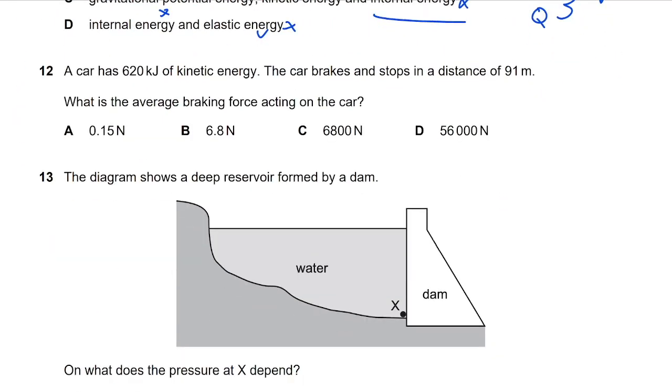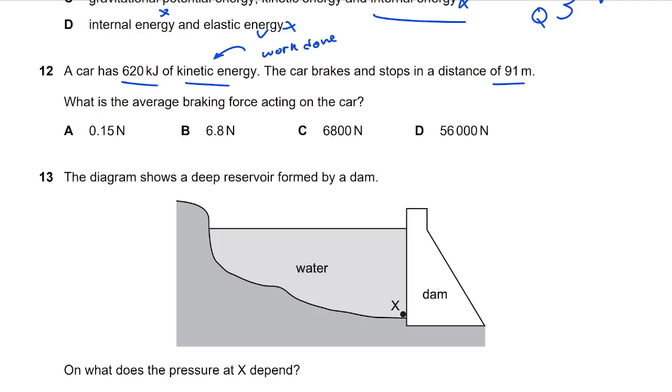Okay, we move on to number 12. Number 12 says a car has 620,000 joules of kinetic energy. The car brakes and stops in a distance of 91 meters. What is the average braking force acting on the car? Now, another word for kinetic energy is work done, because work done is because of energy.